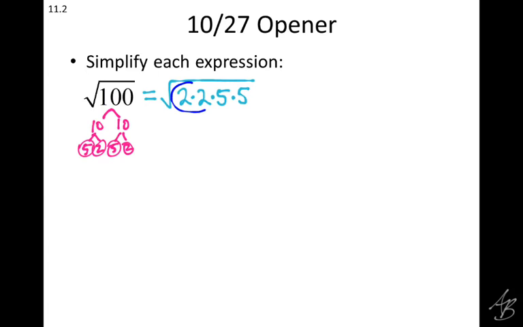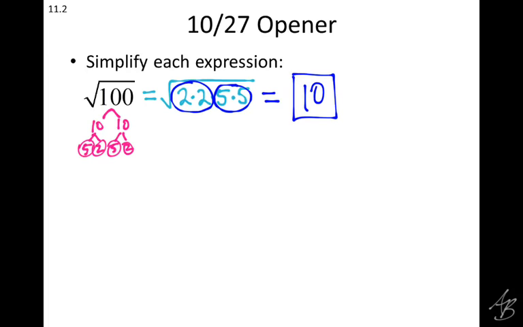Circle pairs. So we got a pair of 2s and a pair of 5s. And since everything is circled, that means everything is going to be on the outside, and the square root's going to be gone. So on the outside we have 2 times 5, which is 10, and that's your answer. Do not put a square root on that. If everything's circled, everything's on the outside, there's no square root left, so do not put a square root on it.